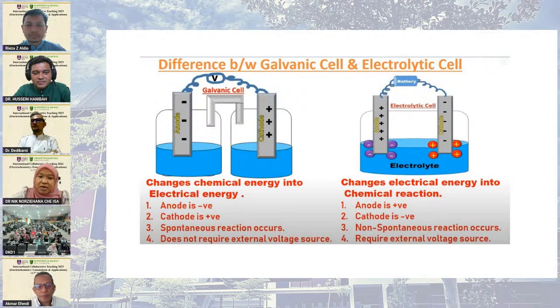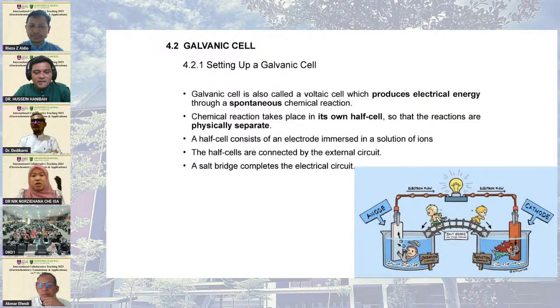Right? Because the galvanic cell is considered a spontaneous reaction, it does not require any external voltage, so the voltage here is measured by the voltmeter directly. However, the electrolytic cell requires an external voltage source like a battery because the process here is a non-spontaneous reaction, right? So this is the difference between these two electrochemical cells.